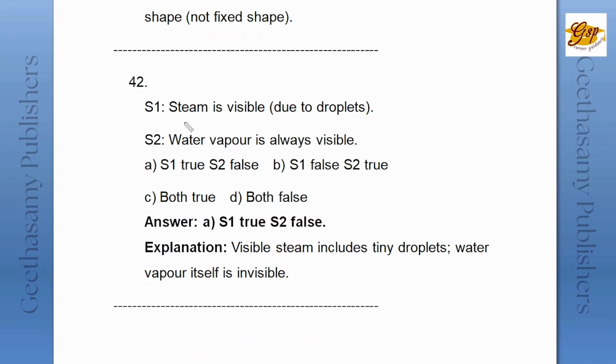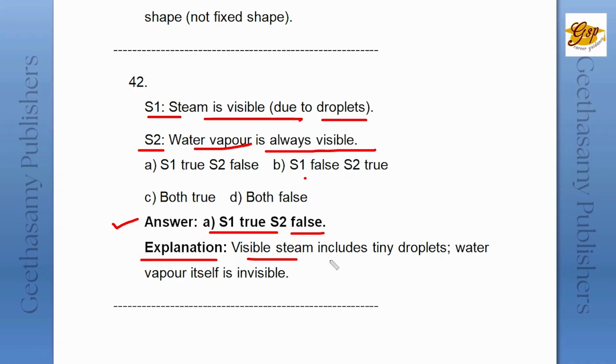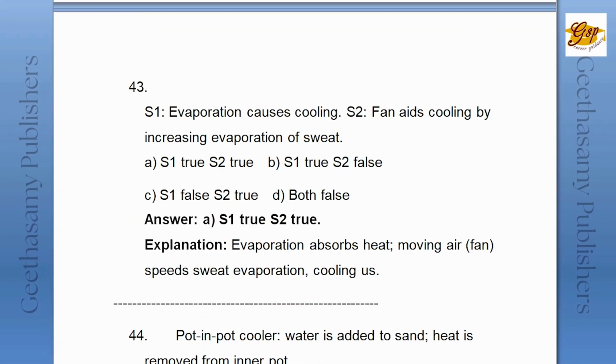Then 42nd question. Statement 1, steam is visible due to droplets. Statement 2, water vapor is always visible. So A, S1 true, S2 false. B, S1 false, S2 true. Both are true, both are false. The answer is S1 true, S2 false. The explanation is visible steam includes tiny droplets, and water vapor itself is invisible.